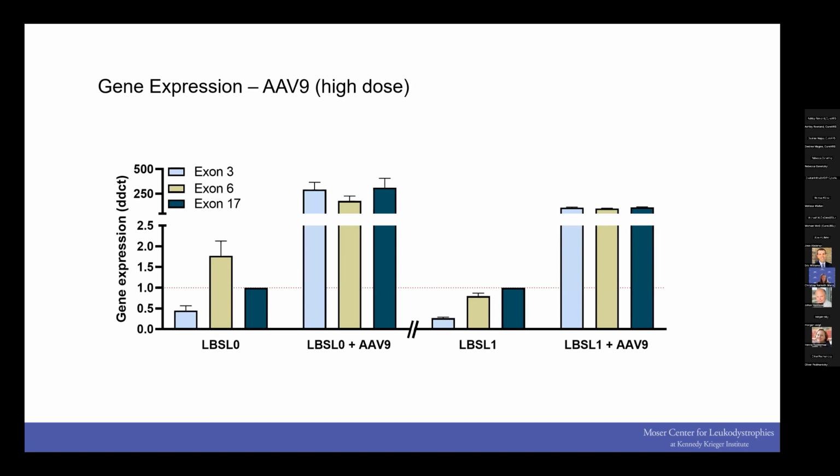So if we treat with a high dose of the AAV9, so this is a high dose just to make sure that it's working, we see a significant increase in the transcripts that express all of these exons. And you can see this is almost too much of an increase that we're seeing. So in both of these patient lines, we see increased exon 3, exon 6, and exon 17. So the next step here is to look at protein to see if these transcripts are actually going through to make protein.